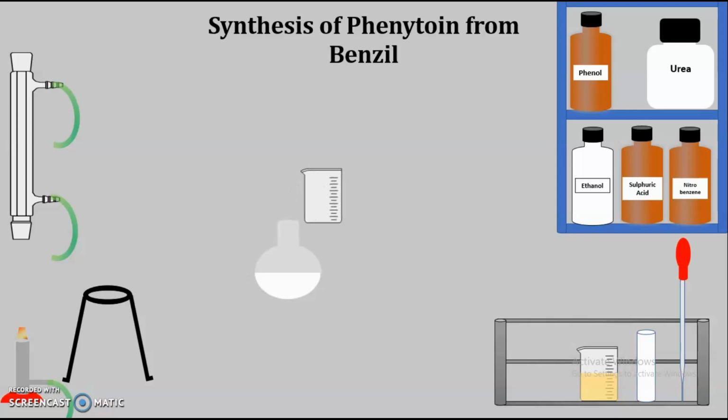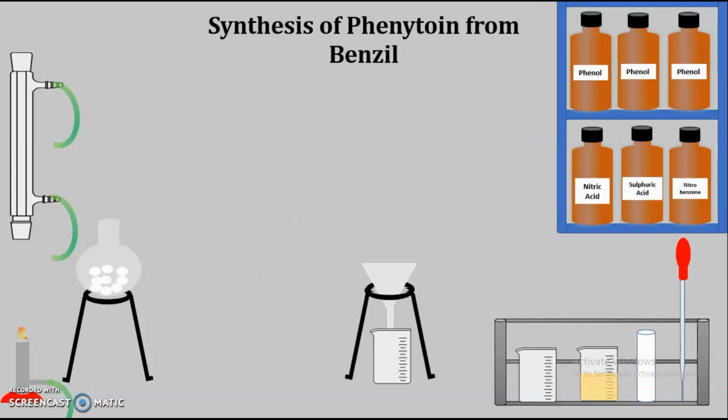After this, once we have added the water, we have to make it strongly acidic with the help of the addition of hydrochloric acid, and once it becomes acidic, the phenytoin will get precipitated. Now once we get the crystals of phenytoin, we have to carry out the filtration, and we are going to carry out the recrystallization for this particular phenytoin.